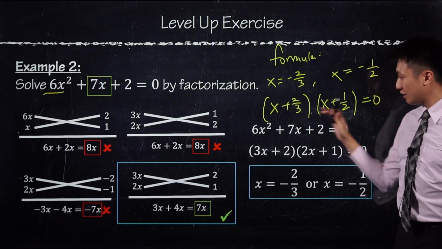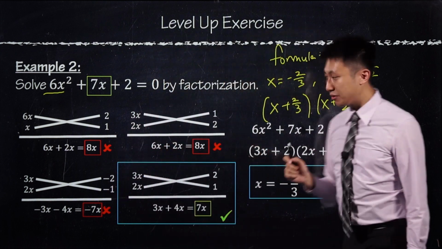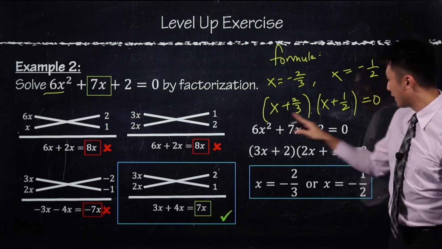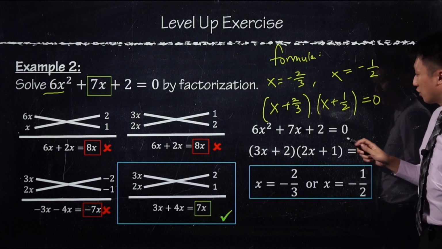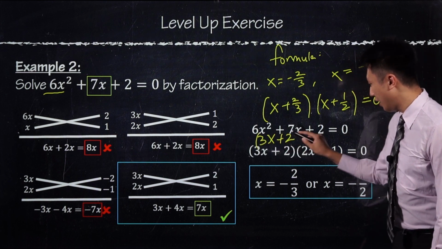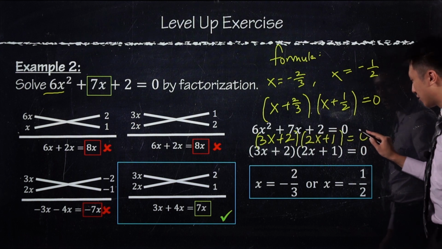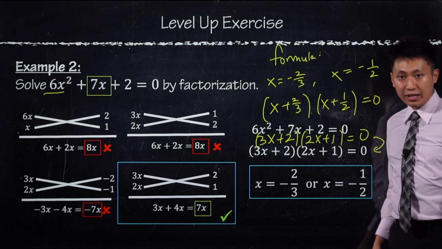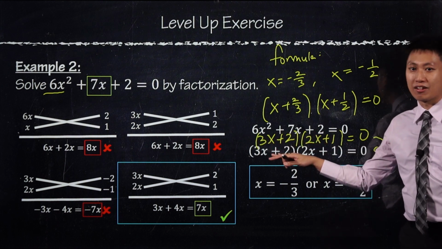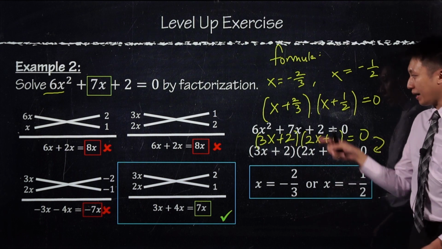But notice that these two don't multiply to be equal to 6x squared. So what you should do here is multiply 3 on this side and 2 on this side, so that this thing would look like 3x plus 2 and 2x plus 1 is equal to 0, which is the same as this one, you see. So this is the way to do it. If you really can't get this by factorization, then you use the formula and trace it back by using this method.